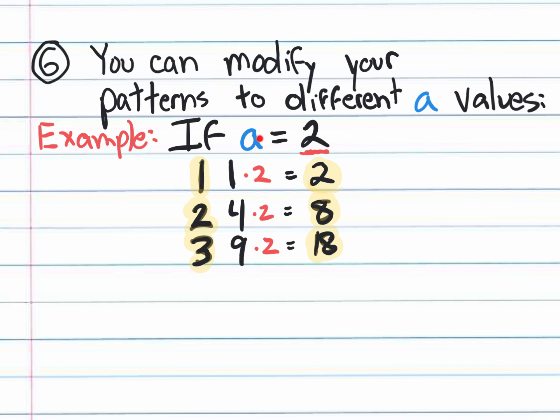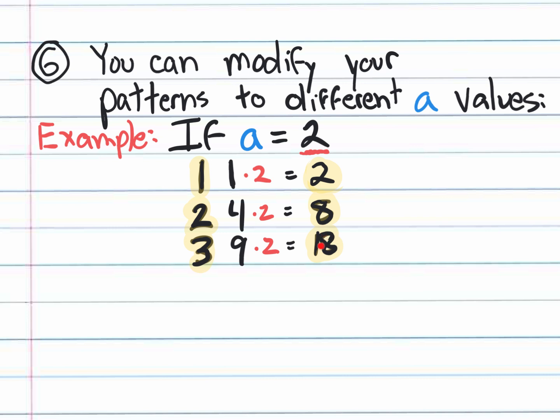So if your a value is 2, you still write down your 1, 1, 2, 4, 3, 9 pattern, but you multiply the outputs by whatever your new a value is, in this case 2. So if your a value is 2, it's not going to be 1, 1 anymore. It's going to be 1, 1 times 2 is 2, so 1, 2. So you're going to go 1 to the side, 2 up. Then you go back to the vertex, and instead of 2, 4, it's 2 to the side and 8 up, because 4 times 2 is 8. 9 times 2 is 18, so you go back to the vertex, 3 to the side, 18 up. So that's how you modify a pattern.